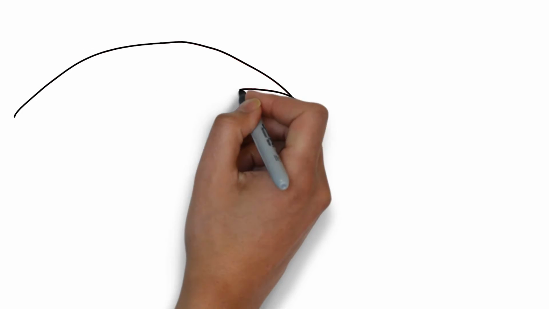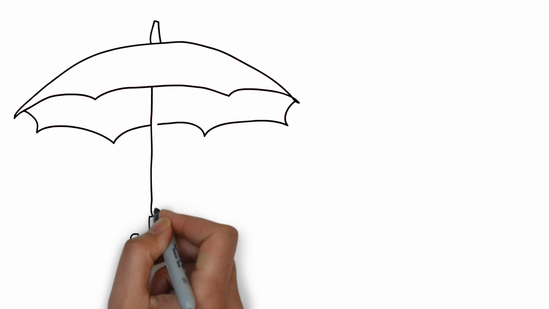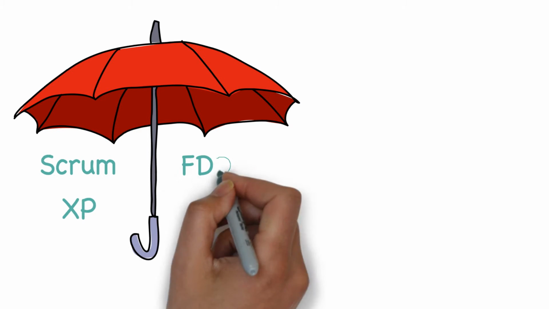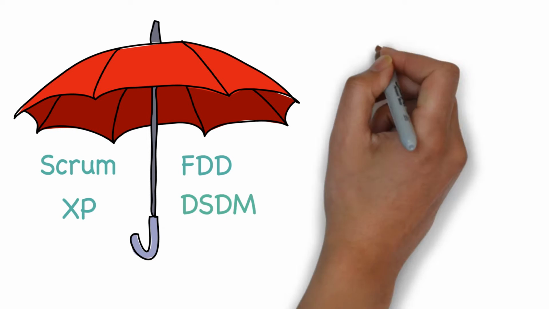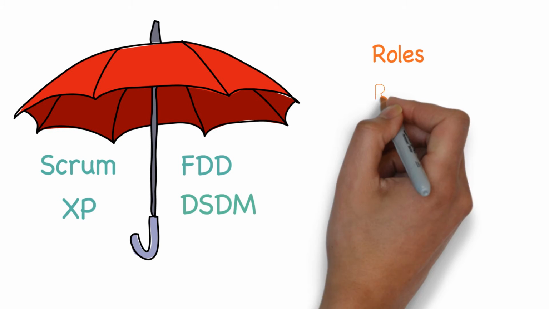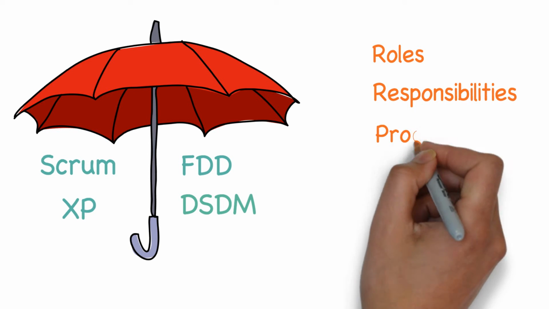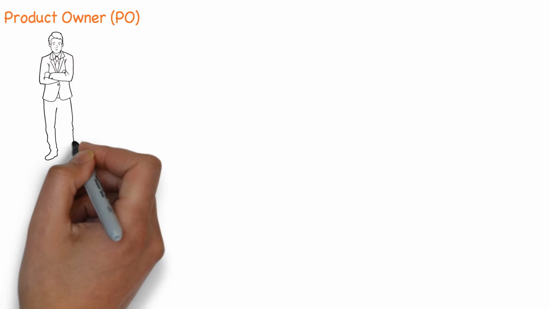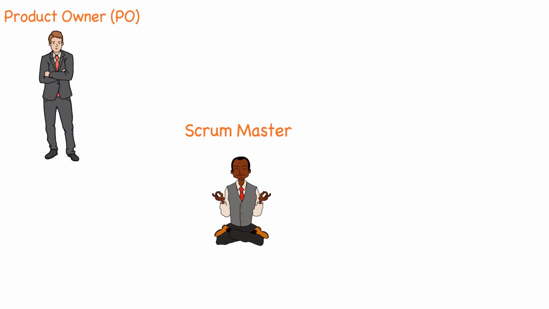Hello everybody! By the end of this video, you will understand what is Scrum and the Scrum Framework. Scrum is one of the development methodologies which provide a framework for agile mode of development. Scrum defines the roles, responsibilities and the process to follow. In Scrum, there are just three roles: the product owner, the Scrum Master and the team.